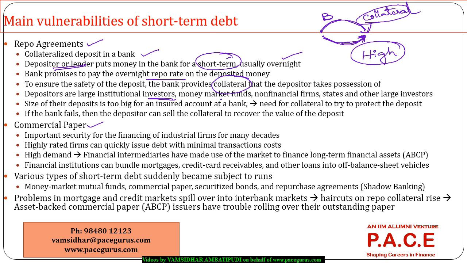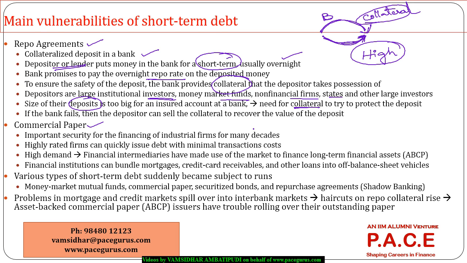Here you will find all kinds of major institutional investors, funds, non-financial firms, states, municipalities, all of them participating in these kinds of transactions. Now the deposit size is too big, the amount borrowed is too big from a simple insurance perspective. That's the reason the collateral comes into the picture. If the bank fails, the depositor can very well sell the collateral and recover the value of the deposit. So this is how the typical overnight borrowings happen within banks, and even various financial institutions.